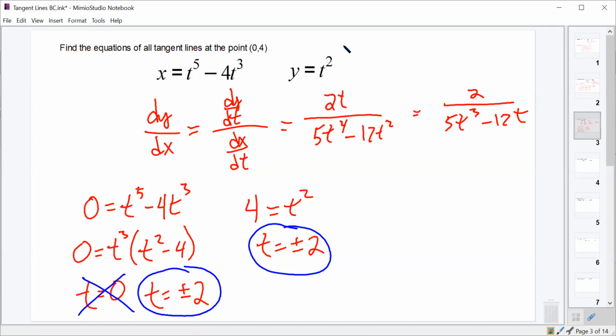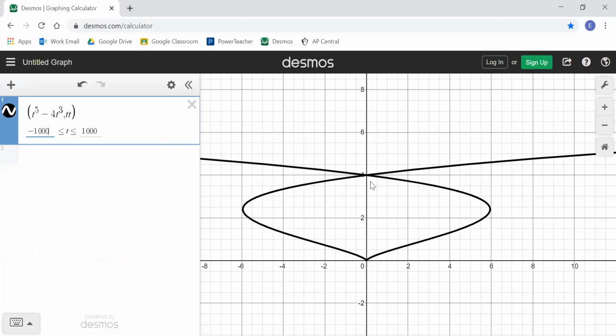And if we look back at the graph real quick, we'll see that there are 2 places, so that makes sense. t equals 2 and t equals -2. And at 0, when x is 0, there's another place, right? And so that must be when t equals 0. Everybody good so far?